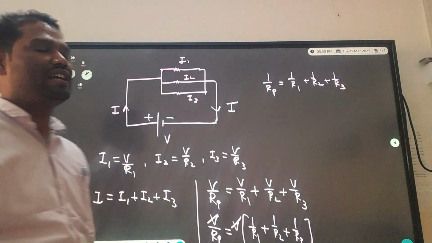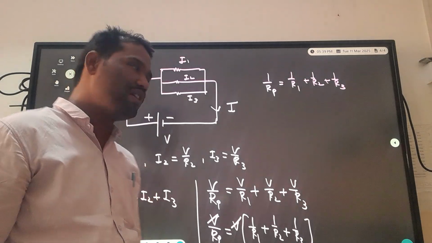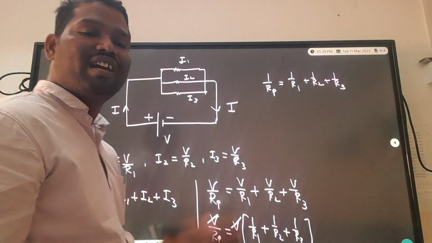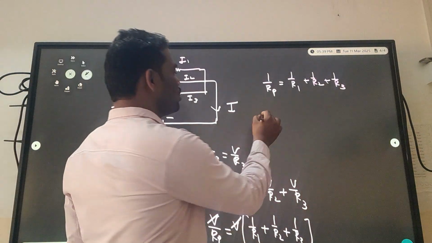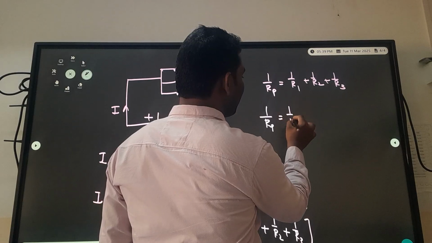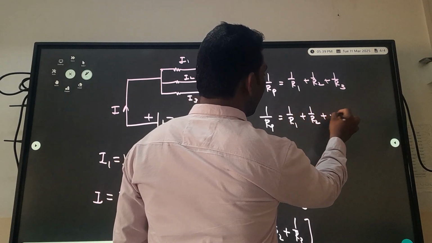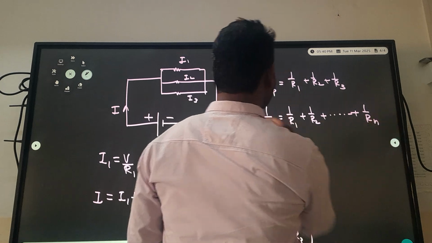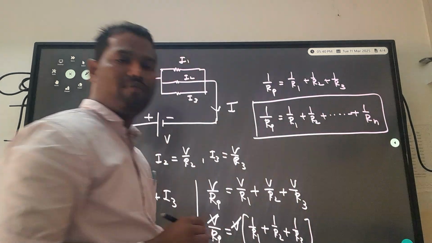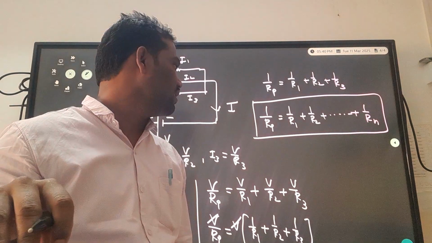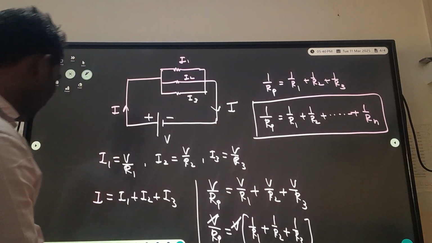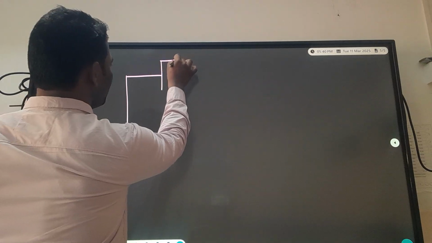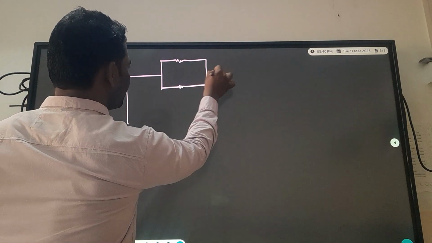If such n number of resistors are connected in parallel combination, then we can write the general formula to get the equivalent resistance of the given resistors. So 1 upon Rp is equal to 1 upon R1 plus 1 upon R2 and so on, plus 1 divided by Rn. So this is the general formula for the measurement of resistances which are connected in parallel combination. Here we can observe that if we have different types of resistors, we can easily use the formula and find the equivalent resistance present in the circuit.